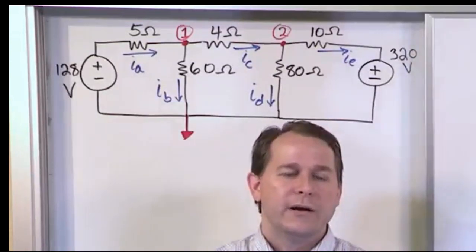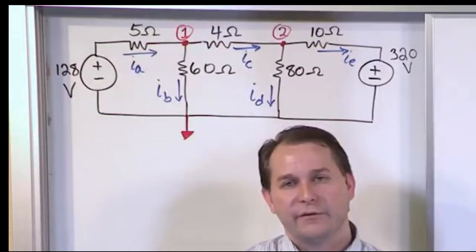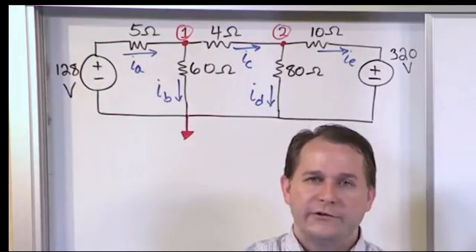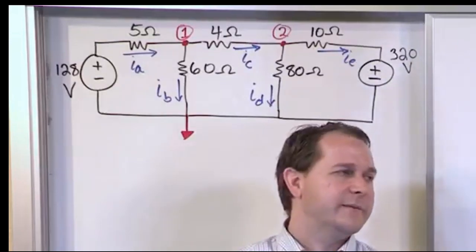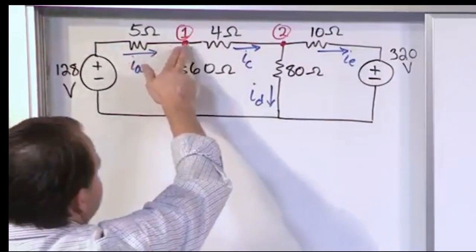You need to know that if you apply the node voltage method, you're going to be able to find everything else in the circuit. And it's only two equations to find the node voltages, which is going to be much easier than using Kirchhoff's laws. So let's do that now. We're going to find the node voltage here and here.